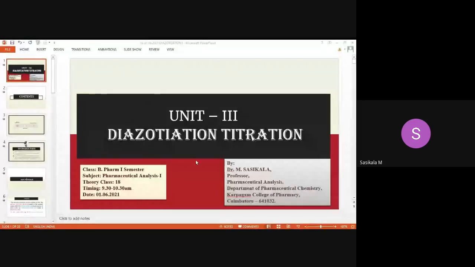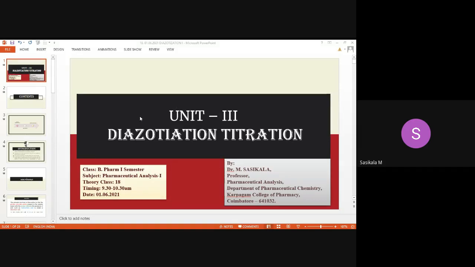Okay, in unit 3 only, we are going to discuss diazotization titration. So with this title, unit 3 will get over. So we'll be moving on after this to unit 4. And the last titration part will be discussed under unit 4. Now, as the last part of unit 3, let's move on to the diazotization titration.